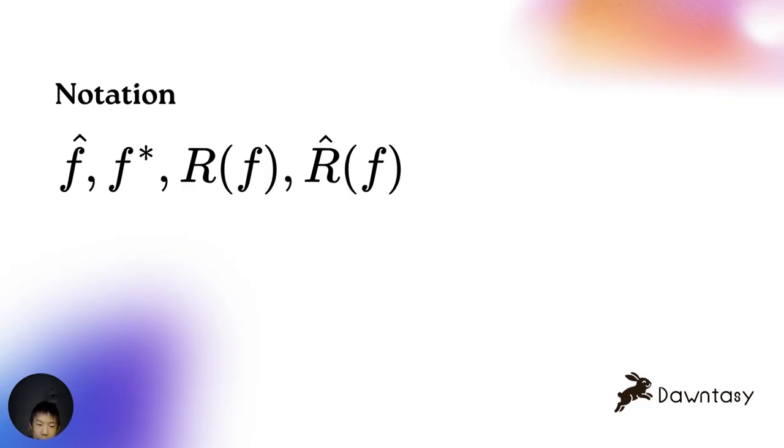The notation I'll be using is f hat as the empirical minimizer, or the function that was empirically selected on the dataset sample. F star is the oracle model, or the best performing model across the whole distribution. The third and fourth terms represent the true risk and empirical risk, respectively. If the notation doesn't really make sense, please refer to my previous video where I discuss that.